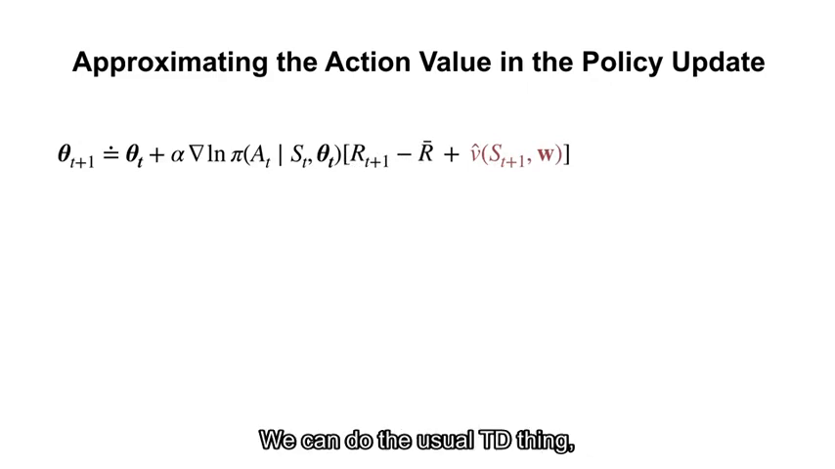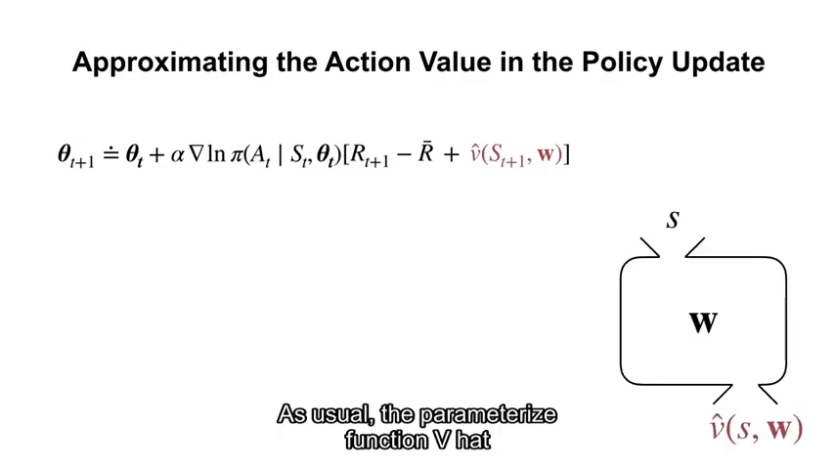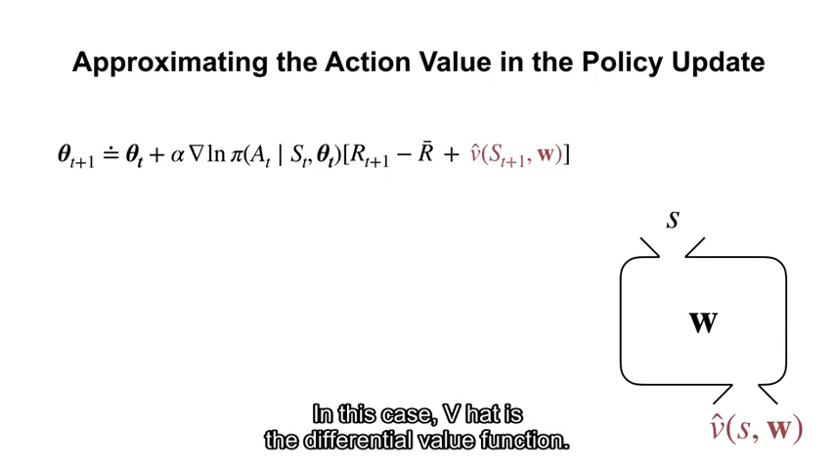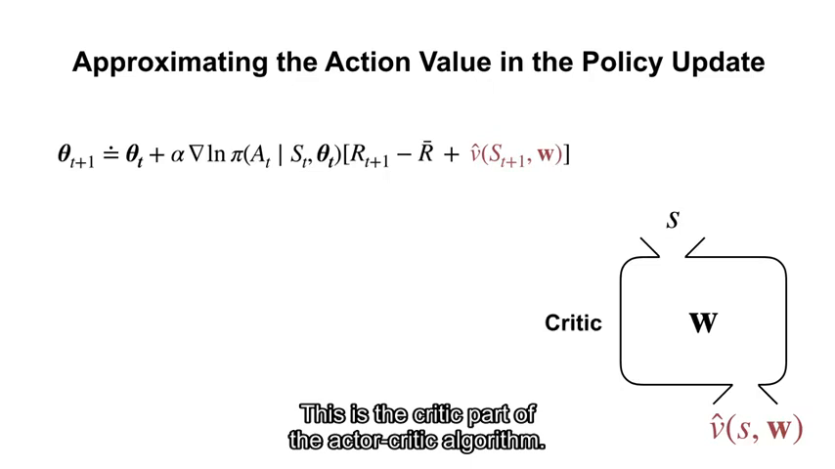We can do the usual TD thing, the one-step bootstrap return. That is, the differential reward plus the value of the next state. As usual, the parameterized function v hat is a learned estimate of the value function. In this case, v hat is the differential value function. This is the critic part of the actor-critic algorithm.